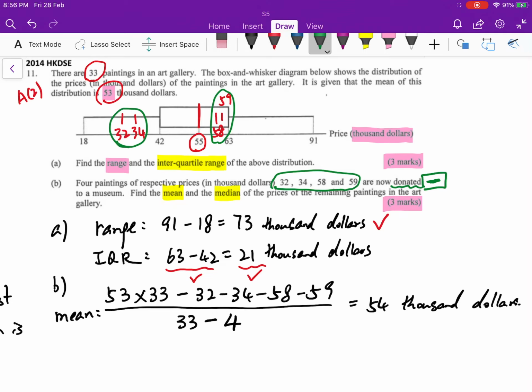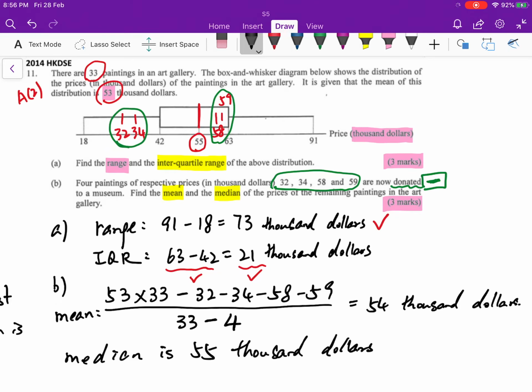So would it affect the median? Of course, no. Because median means the middle one. If left-hand side deducts 2, right-hand side deducts 2, that means the median didn't change. So what we can say is that the median is unchanged, or you just simply write it down, okay? The median is $55,000. Okay, so this is the past paper question.